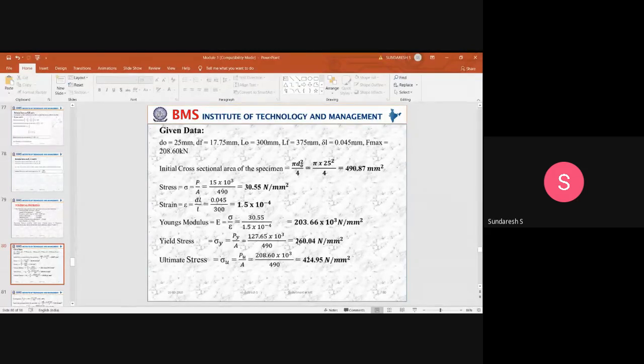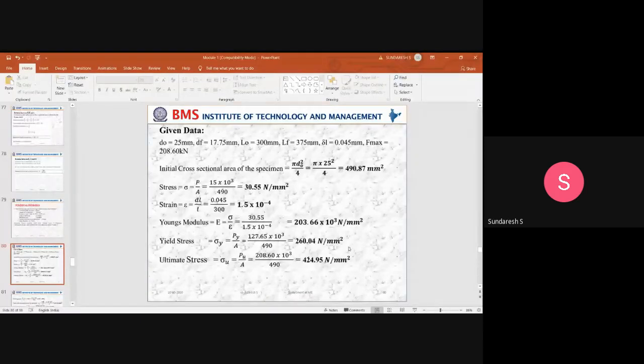127.65 divided by 490.87. Could you get 260.04? Yes, sir. 260.04 Newton per millimeter square. This is the yield stress. Please, everybody, if you are not getting the answer correctly, stop me and you can clarify your doubts.